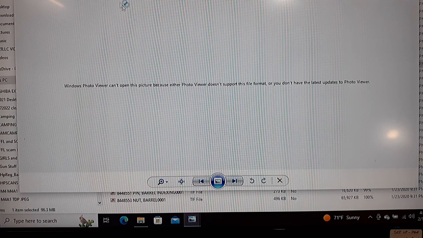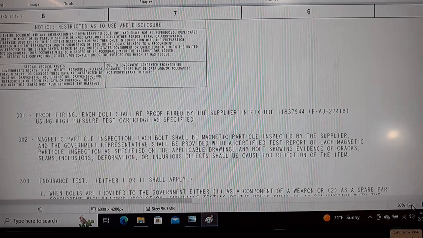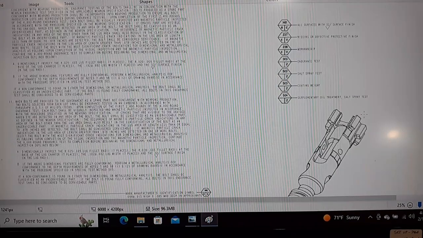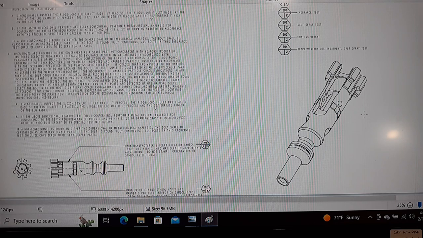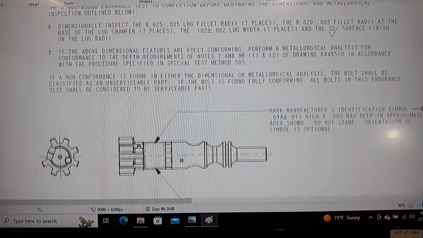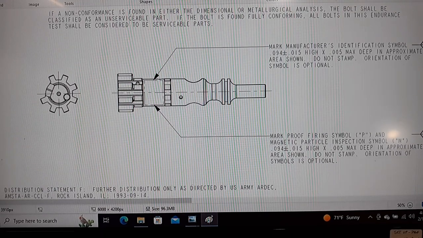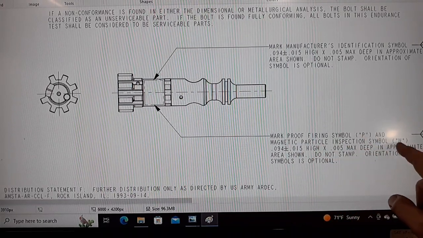So remember me telling you about the notes on the blueprints for the TDP? This is the note page specifically for the bolt. There are certain aspects that need to be followed in order for it to be mil-spec. They have to be magnetically particle inspected, have to be proof fired, everything else, and they need to be marked. As you can see right here, marked proof firing symbol is a P, so it's proofed, and magnetic particle inspection symbol is MP.